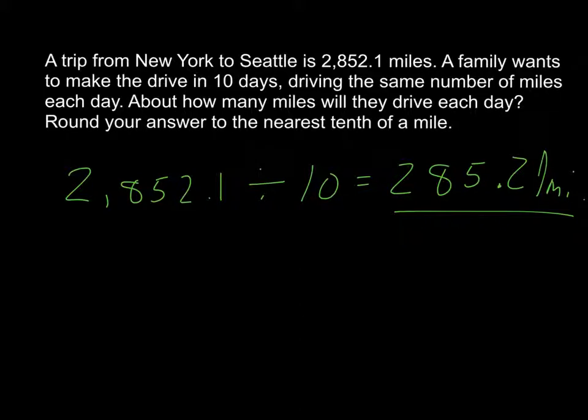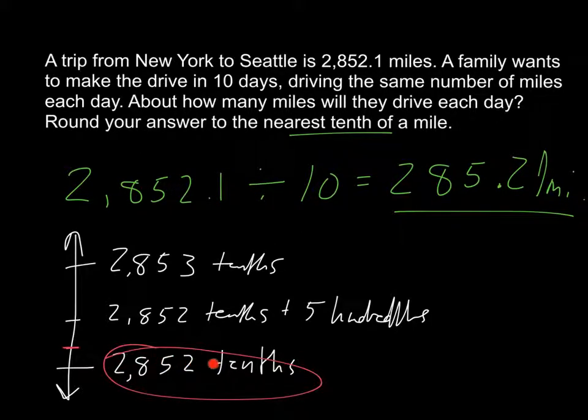What I'm going to do then is use my vertical number line and decomposition to round to the nearest tenth. When I do that, I have 2,852 tenths. Again, put this on the decomposition chart. Plus 1 tenth is 2,853 tenths. I have my middle, and when I put my number onto the chart, I see that it is closer to 2,852 tenths, which translates into 285 and 2/10 of a mile each day.